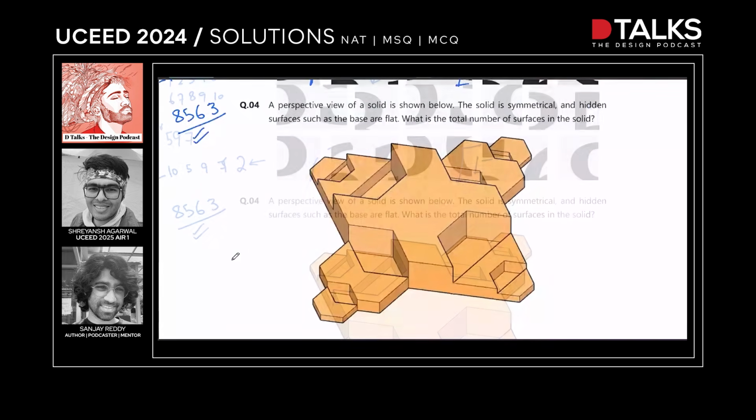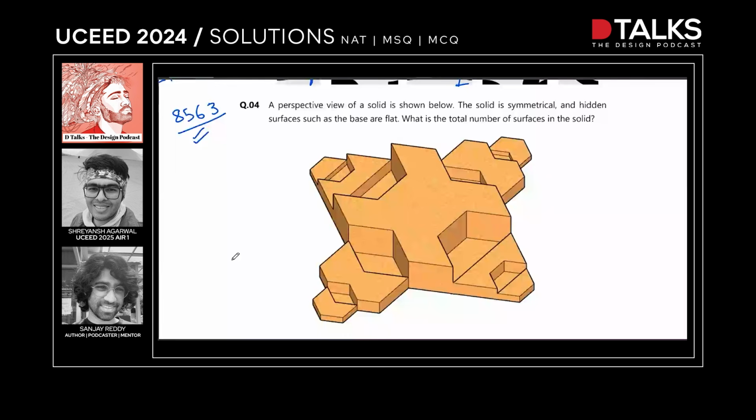Correct. Next one, a perspective view of a solid is shown below. The solid is symmetrical, and hidden surfaces such as the base are flat. What is the total number of surfaces in the solid?